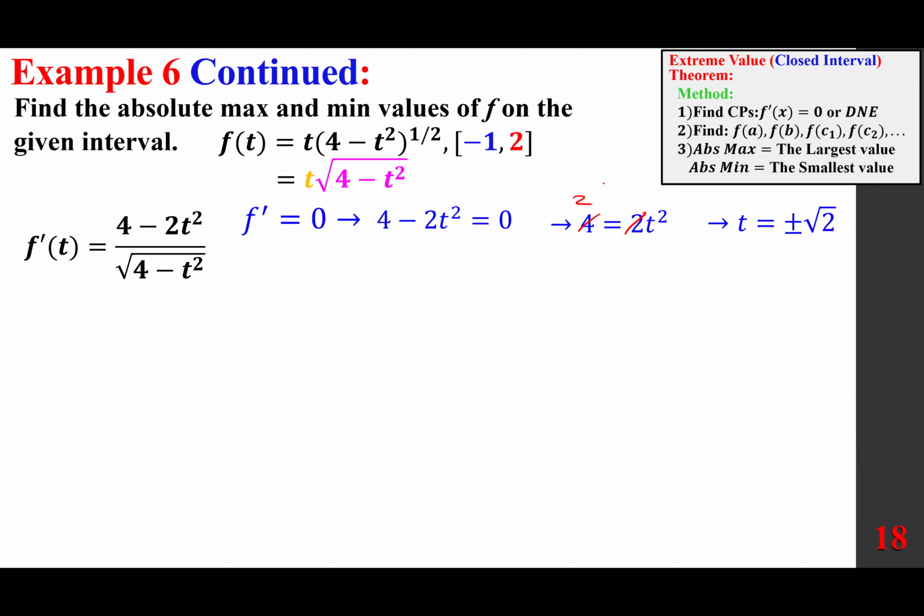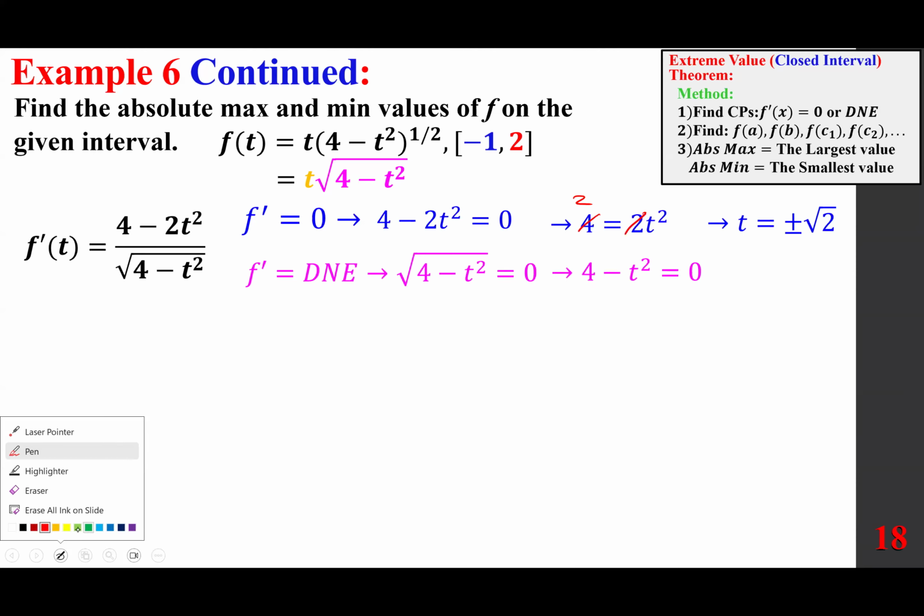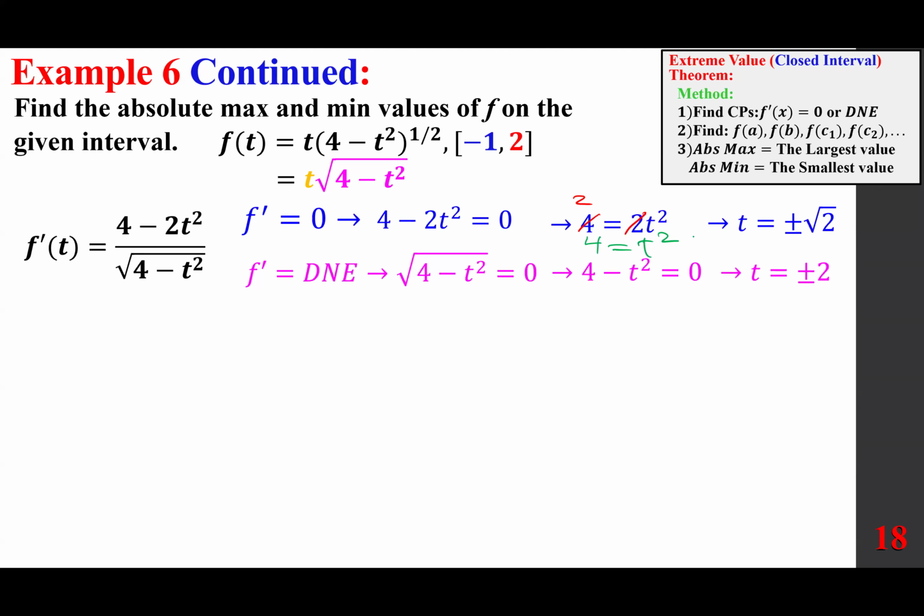F prime does not exist if the denominator, square root of 4 minus t squared, is 0. Square root of 4 minus t squared is 0 if 4 minus t squared is 0. T squared equals 4, or 4 equals t squared. That means t is plus or minus 2. So we have 4 numbers to deal with. Let's look at each case.